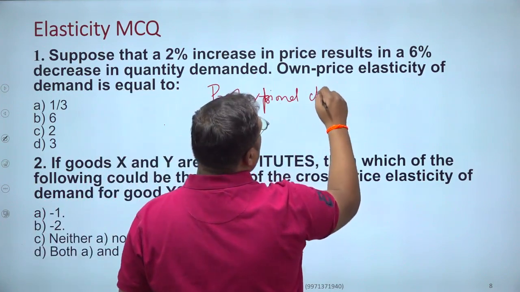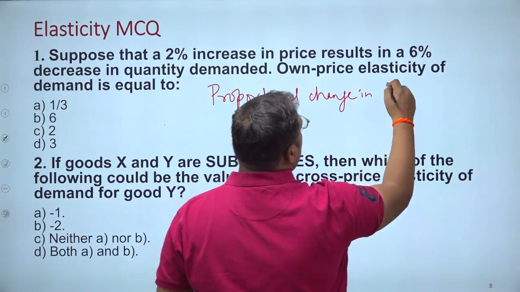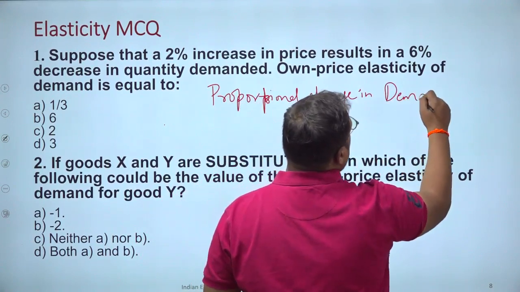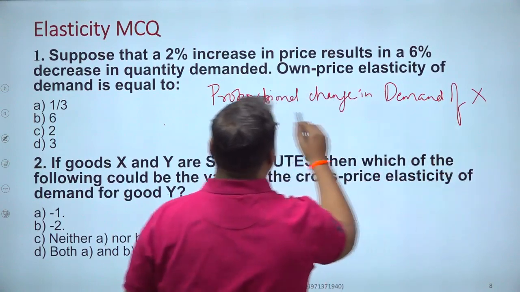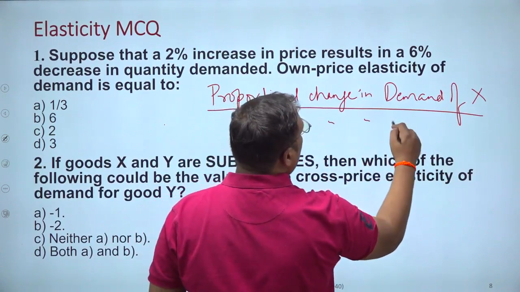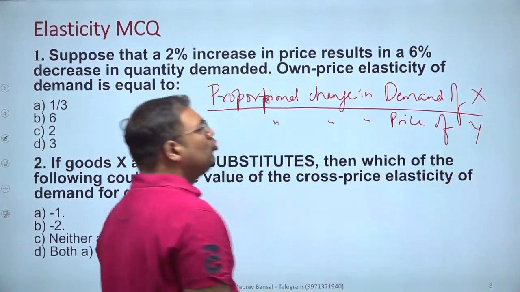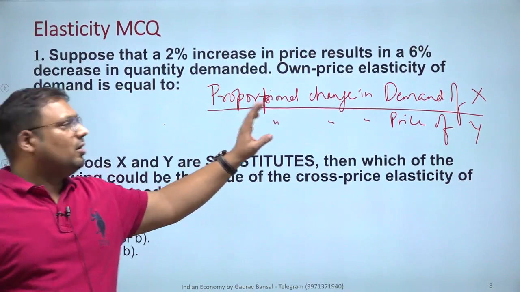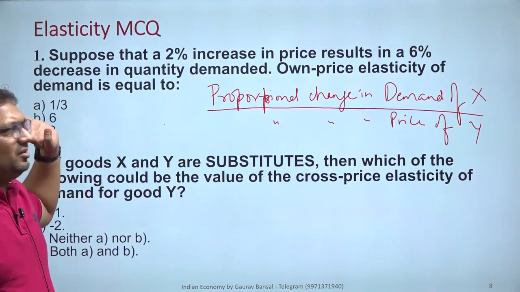Proportional change in demand of X divided by proportional change in price of Y. Two different products are considered. Price of Y but demand of X. That is how we consider cross price elasticity.